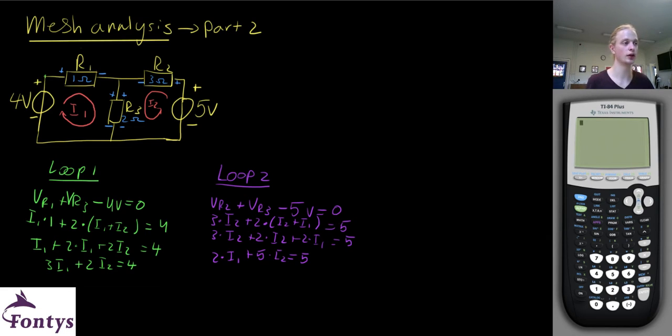If you want to use your calculator, you have to insert it as a matrix. For this schematic, we've got two unknown factors, namely I1 and I2, and we've got two equations. And whenever the number of equations is equal to the number of unknown variables, you can solve it using a matrix or multiple matrices. So how do you solve it on your calculator?